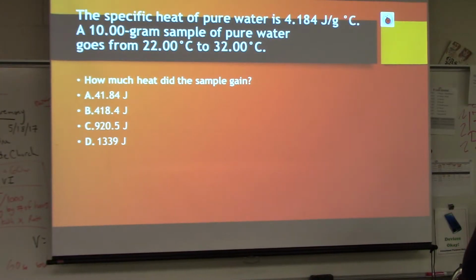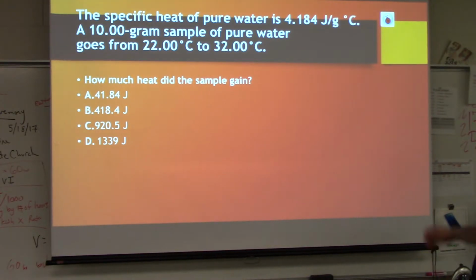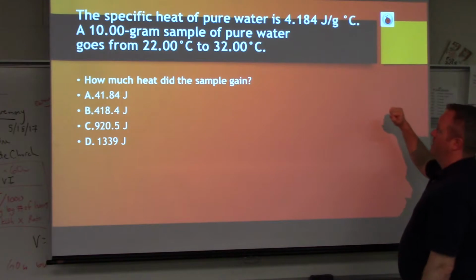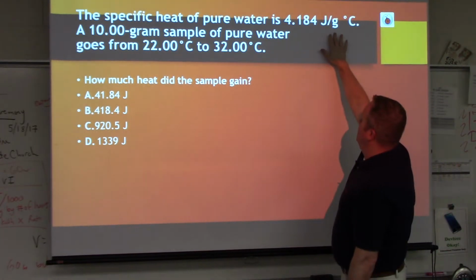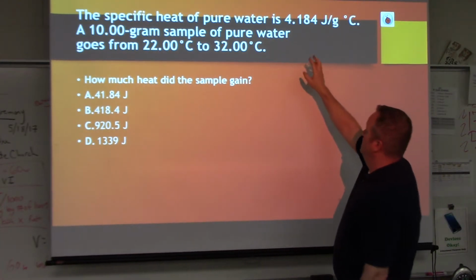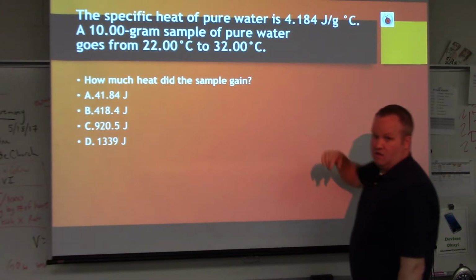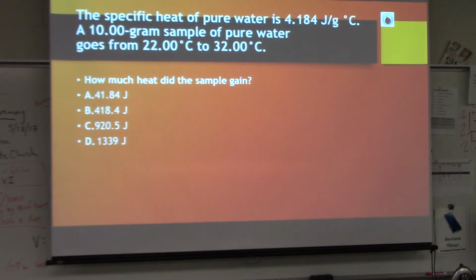So we're going to do one question, then we're going to stop for the day. Here it says the specific heat of pure water is 4.184 joules per gram times degrees Celsius. Before I go on here, I just want to throw this out. If I had kilograms here for my unit instead of grams, then I would have a comma there because there's 1,000 grams in a kilogram. It says a 10-gram sample of pure water goes from 22 degrees Celsius to 32 degrees Celsius.